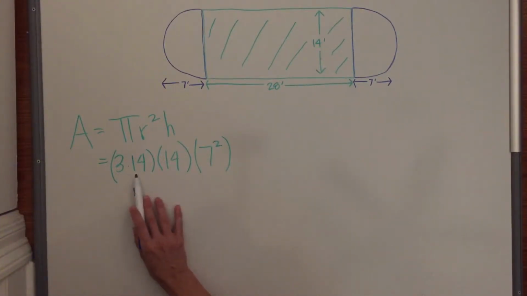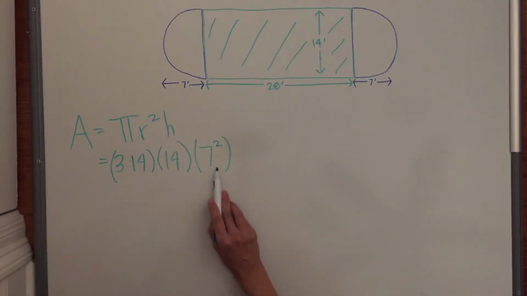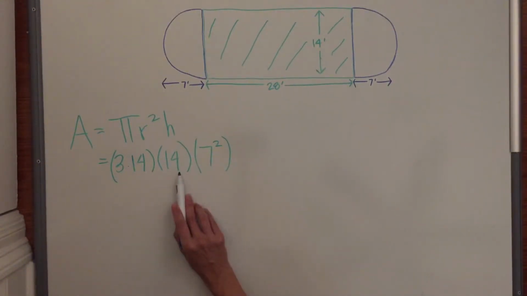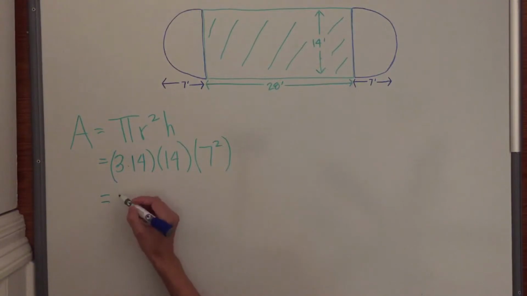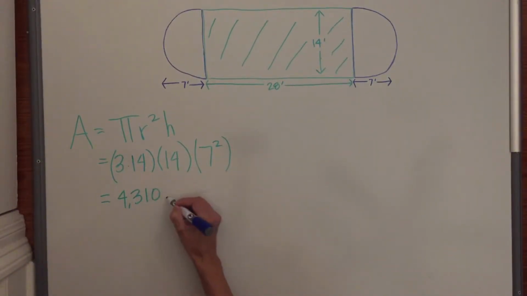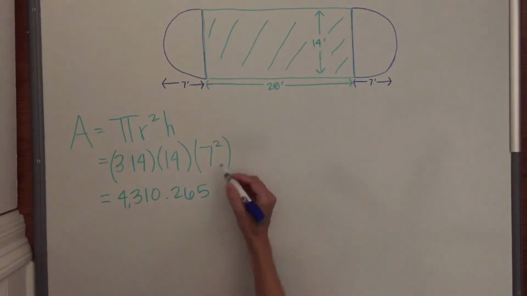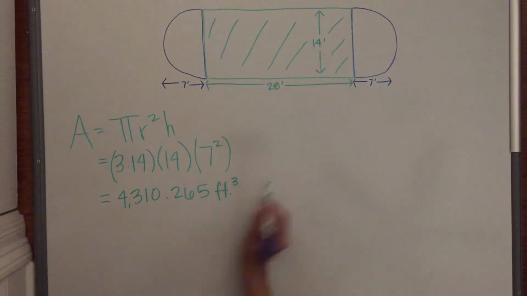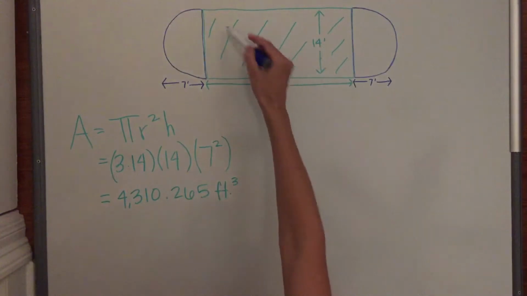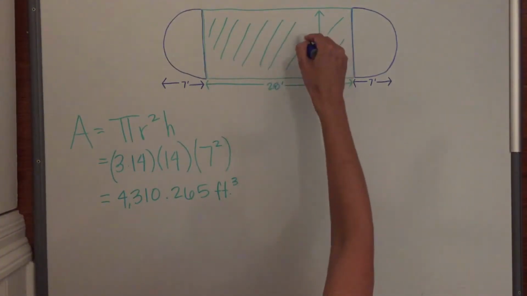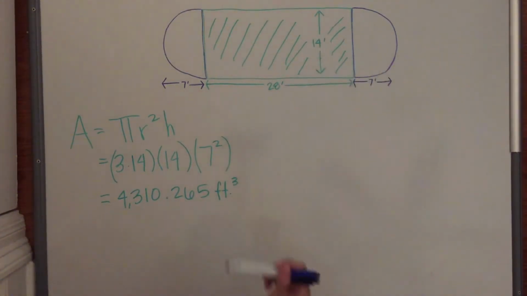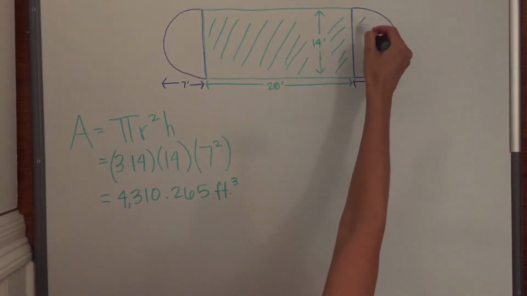So we're going to multiply pi times r squared times the height, and this equals 4,310.265. And this will be cubic feet. Now this is the volume of this part of your tank, so we still have a little bit more to do. Now we're going to find the area of these two semicircles right here.